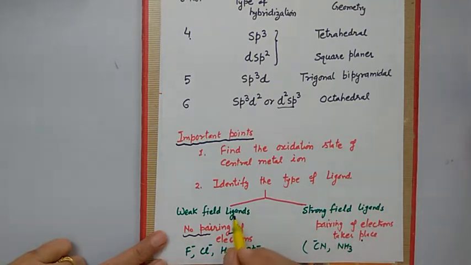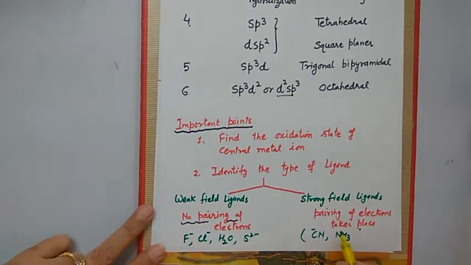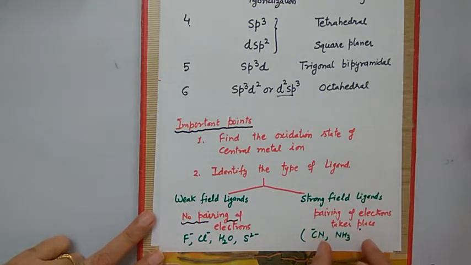For weak ligands, you can keep in mind the examples: halogen atoms, more electronegative atoms, fluoride, chloride, sulfide, and the ligands in which oxygen is acting as the donor atom. They are weak field ligands and no pairing of electrons will take place. But the ligands in which carbon or nitrogen are the donor atoms are strong field ligands. In those cases, pairing of electrons will take place.